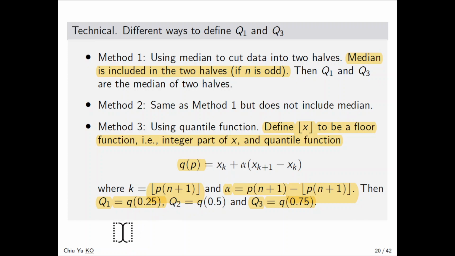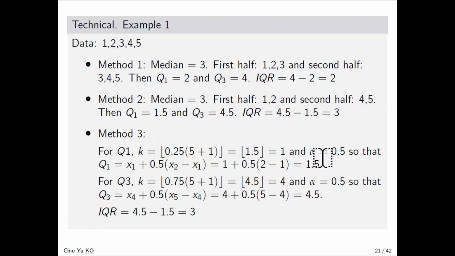So alpha can be 0.25, 0.5, or 0.75, because p is either 1 over 4, 3 over 4, or half, a fraction with a denominator of 4. This looks a little bit tricky, but let's look at an example, and then you see how we operationalize this procedure. It's not difficult. So let's look at the first example.